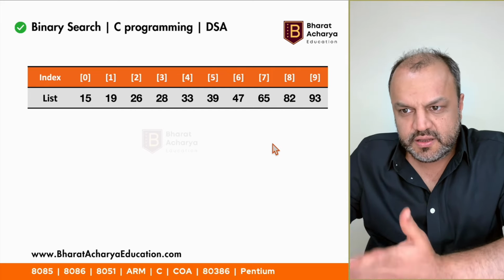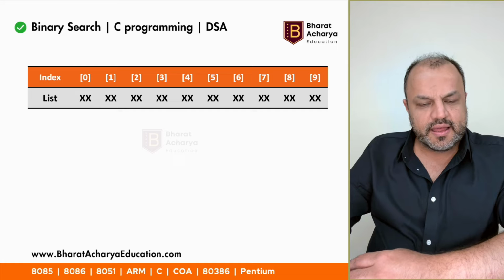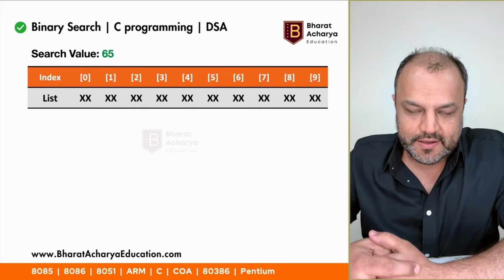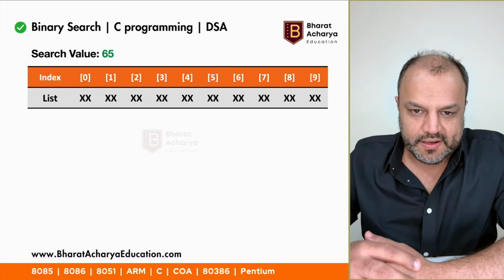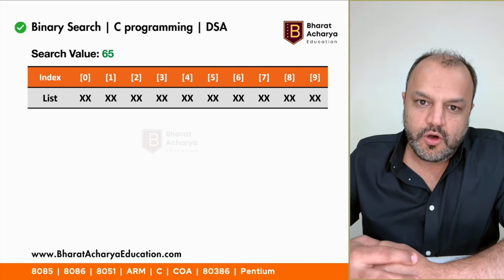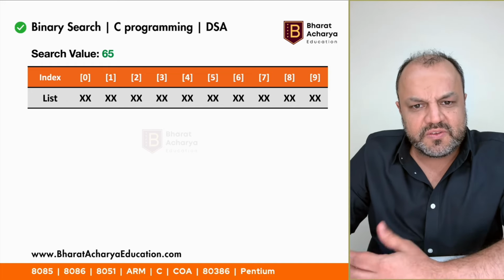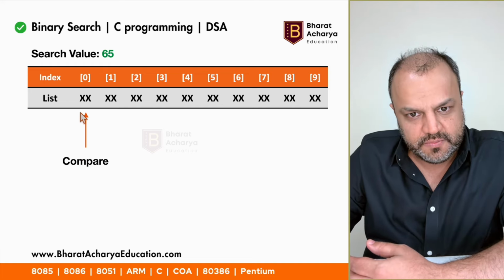Another list, another list, another list. Okay, I've hidden the elements. Whatever they are, there are 10 numbers. I tell you, search 65 in this list. Okay, you don't know binary search, no problem. You do the normal way, the layman way of searching. What's the layman way? Simplest, I want to search for a number. What is the simplest thing to do? Compare it with the first number.